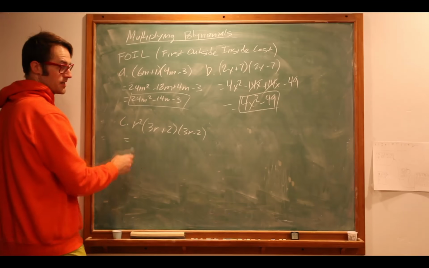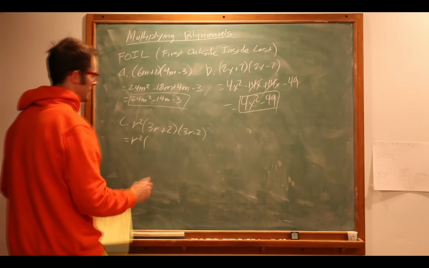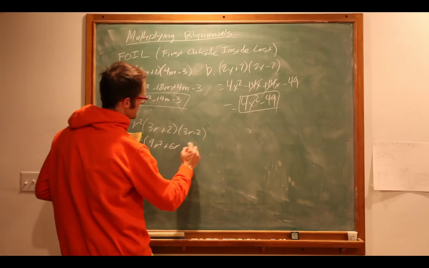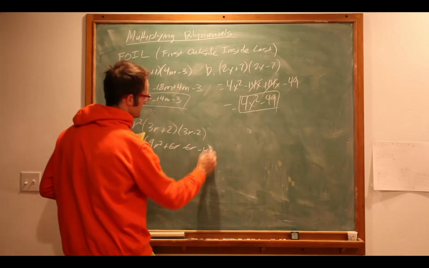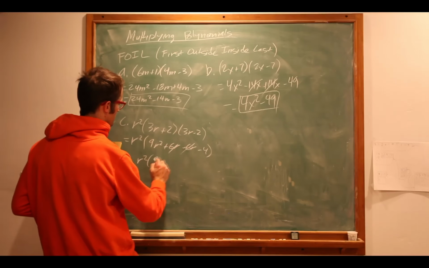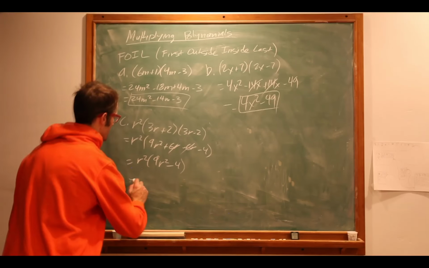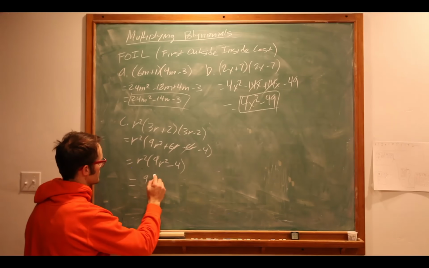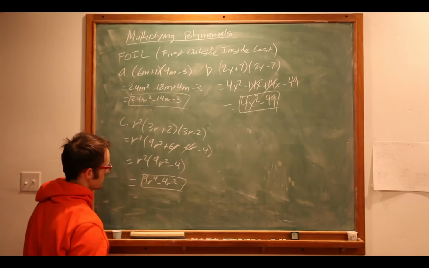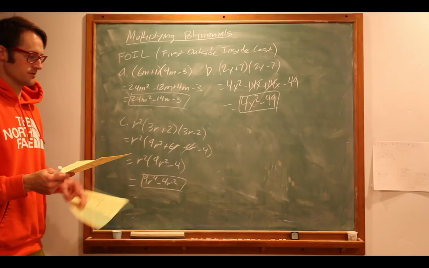Okay, so I'm going to keep the r squared outside for now, and then I'm going to multiply that by 9r squared plus 6r minus 6r minus 4. Those cancel. You get r squared times 9r squared minus 4. And then that ends up being 9r to the 4th minus 4r squared. You can pass the r squared in at the end if you want to.